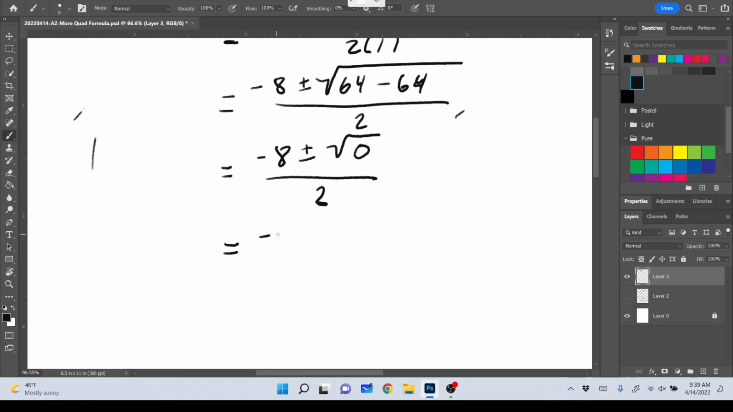So we end up with negative 8 plus or minus 0 over 2. And it doesn't matter at this point whether we add or subtract 0, right? It's the same thing. So this ends up being negative 8 over 2, which means that our final answer is negative 4 and only negative 4.